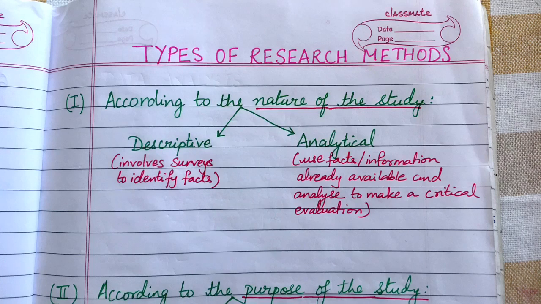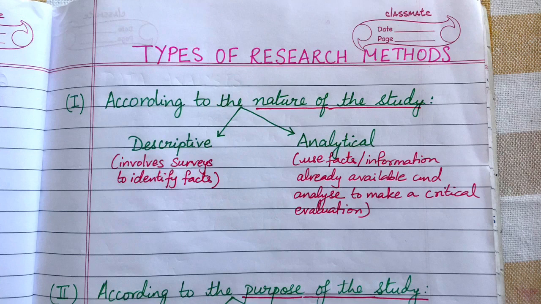It can be classified by the types of data collection method we have, type of data, type of research design, and other attributes. So in today's video, we will discuss the different types of research method according to the various categories I just mentioned.